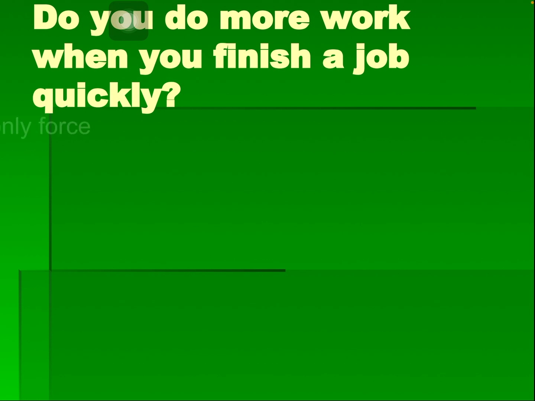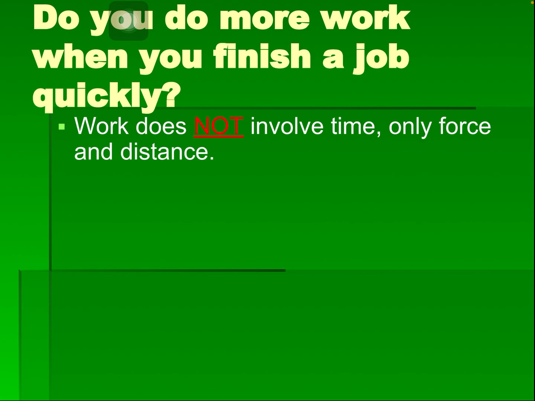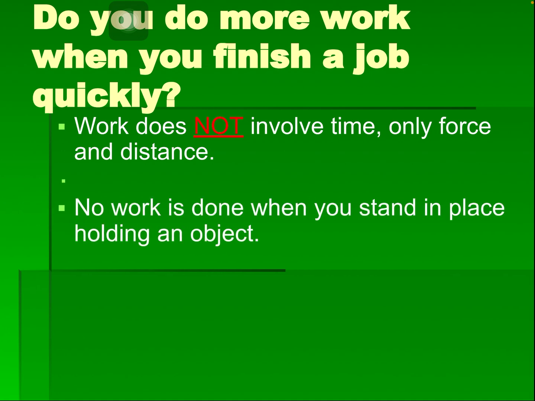Okay, does work have anything to do with speed? If I do a particular job, if I mow the lawn in half the time or twice as long, does the amount of work that I do change in those two instances? And the answer is no. Work does not have anything to do with time. It is only force and distance. So if you mow the lawn in 2 hours or you mow the lawn in 1 hour, you still did the same amount of work. Of course, no work is done when you stand in place holding an object.